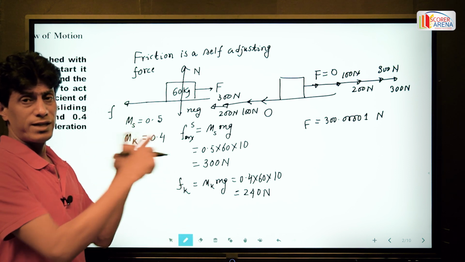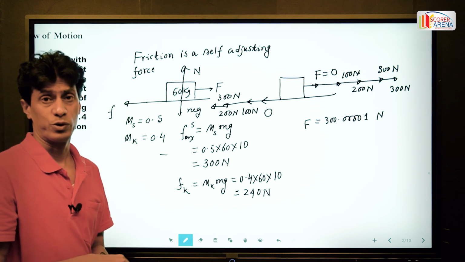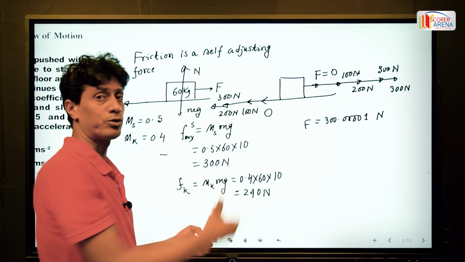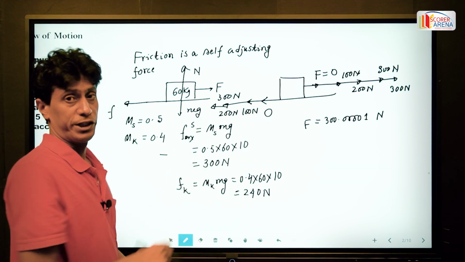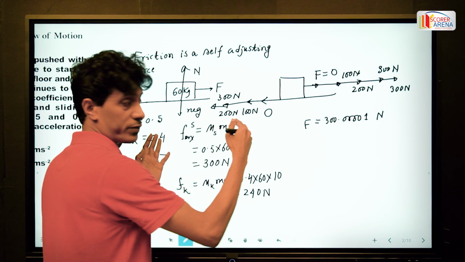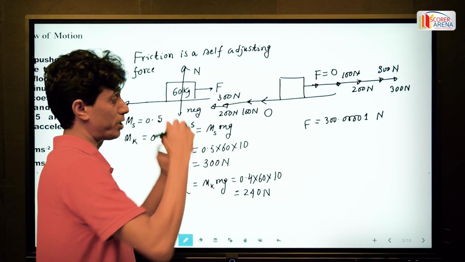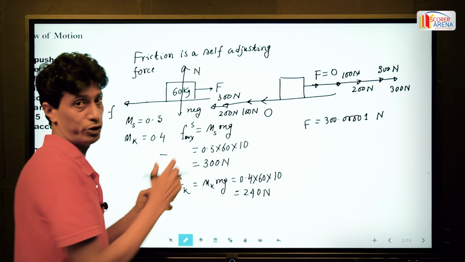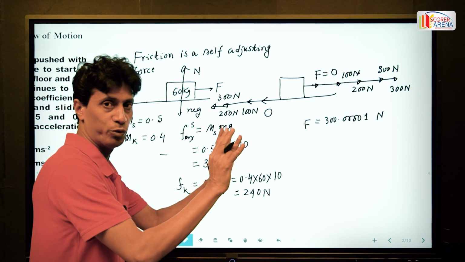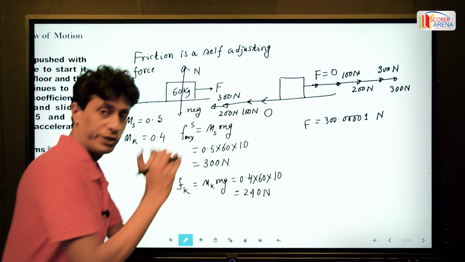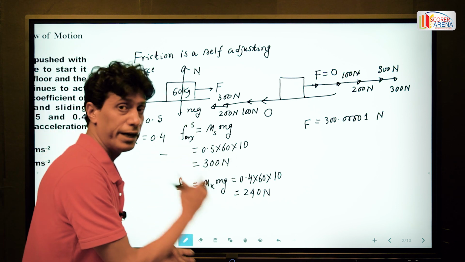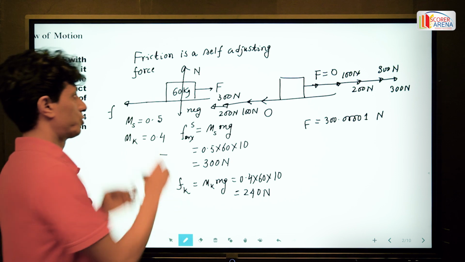So this is why we can say the friction is a self-adjusting force. The magnitude of the friction imitates the magnitude of the force applied on the body, and it can adjust itself up to the maximum static friction, 300 Newton. After that, if this force goes on increasing, the body starts moving and the friction suddenly falls to 240 Newton, that is kinetic friction.